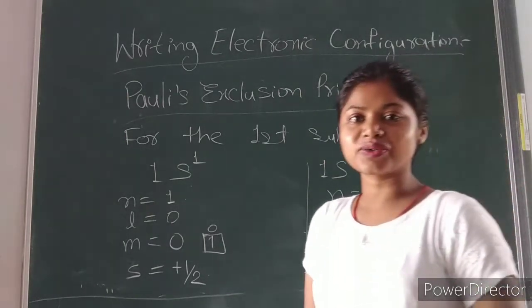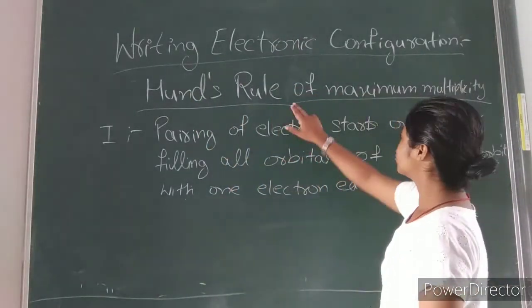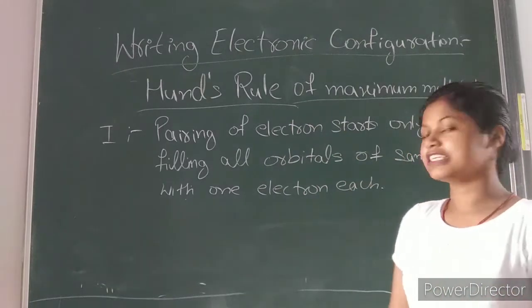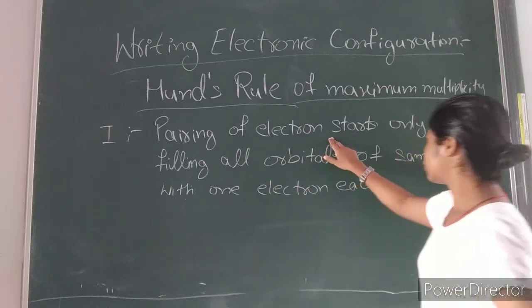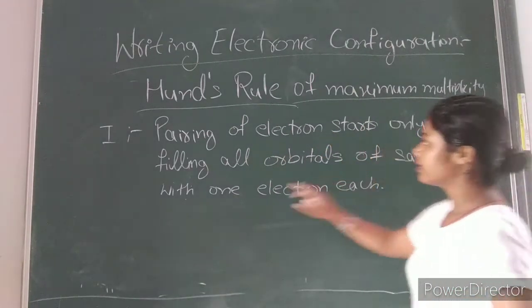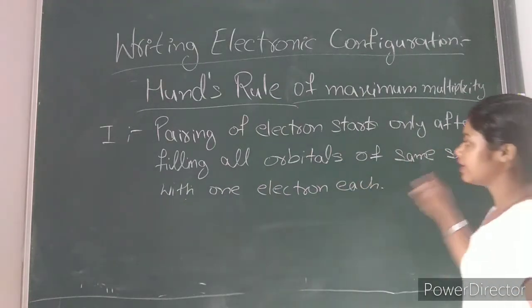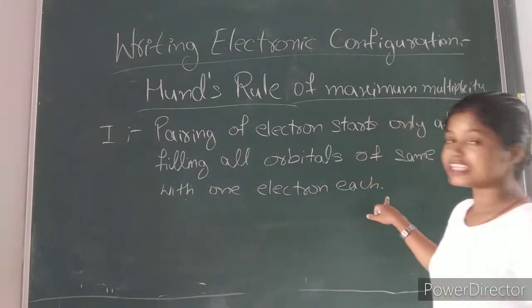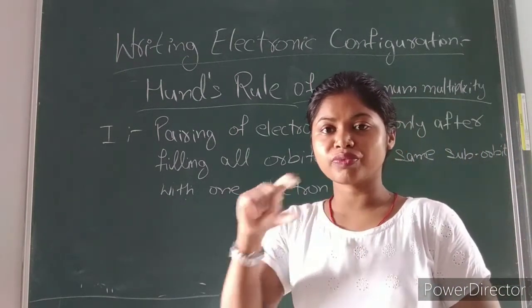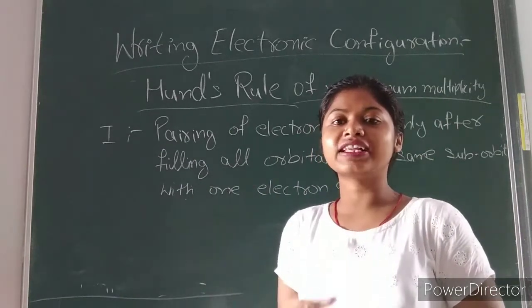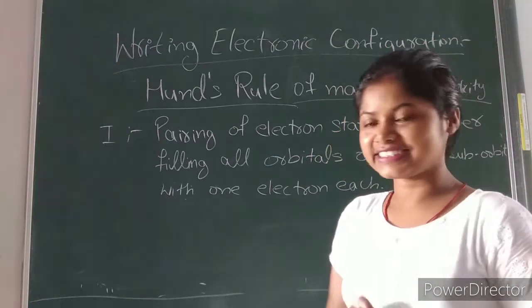Now let's check out Hund's rule. Students, we will discuss Hund's rule of maximum multiplicity. It states that pairing of electrons starts only after filling all orbitals of the same suborbit with one electron each. It means first of all you fill the orbitals with one electron each, then you start pairing the electrons.